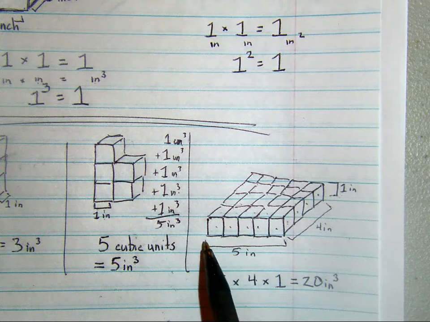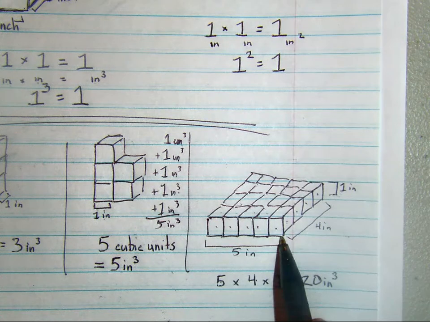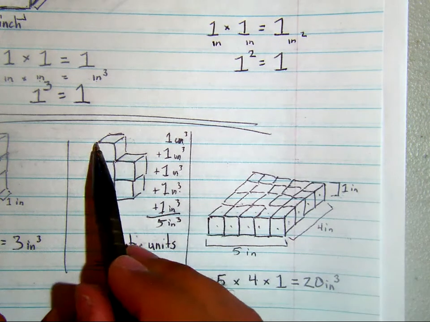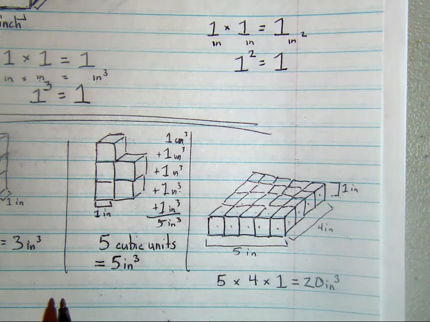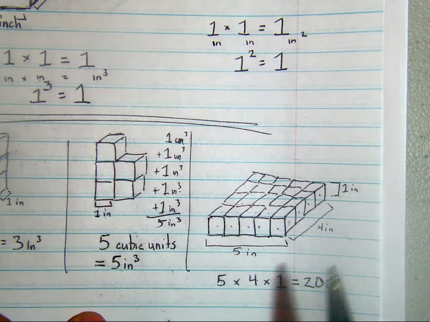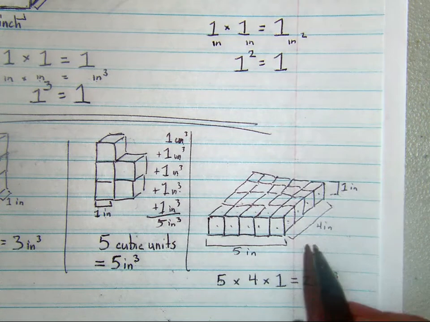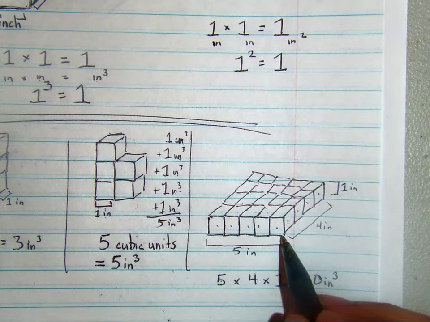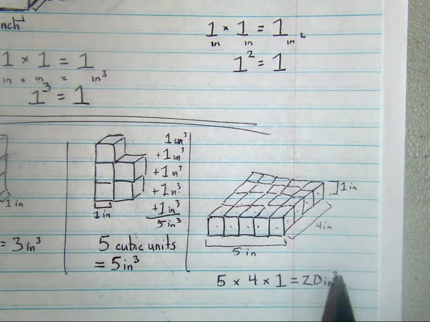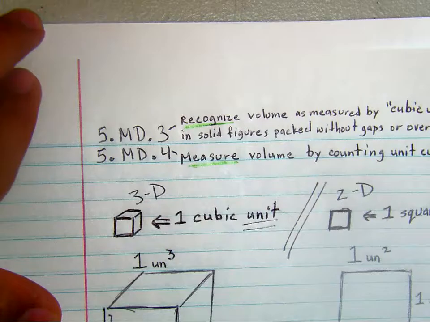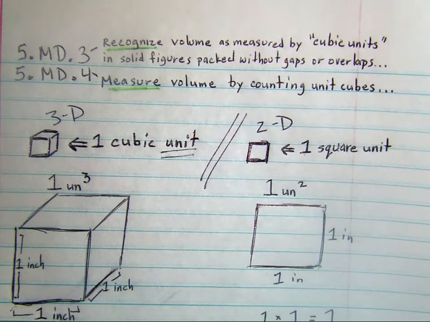So be mindful that sometimes you're not going to be able to multiply to find the answers. You may actually have to go in and be a little careful and make sure that you're counting cubes to make sure that your volume is being measured correctly. And that is MD3 and MD4.